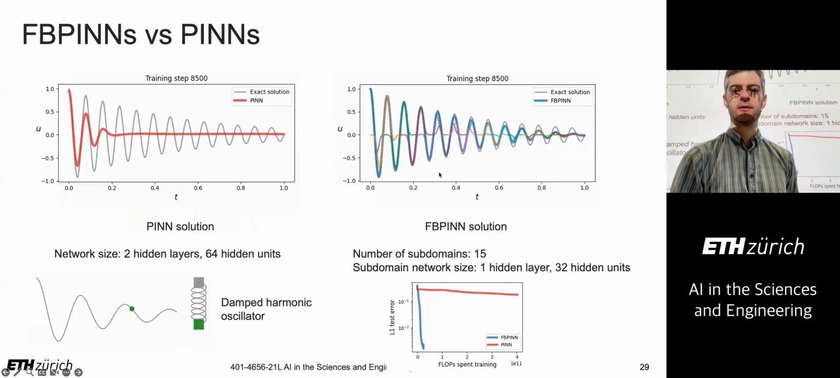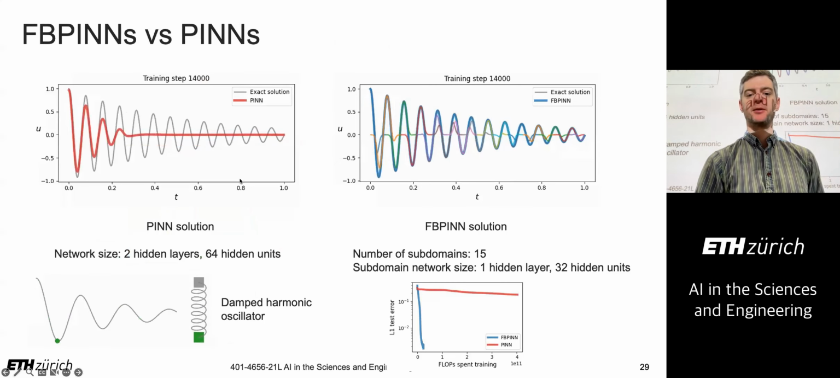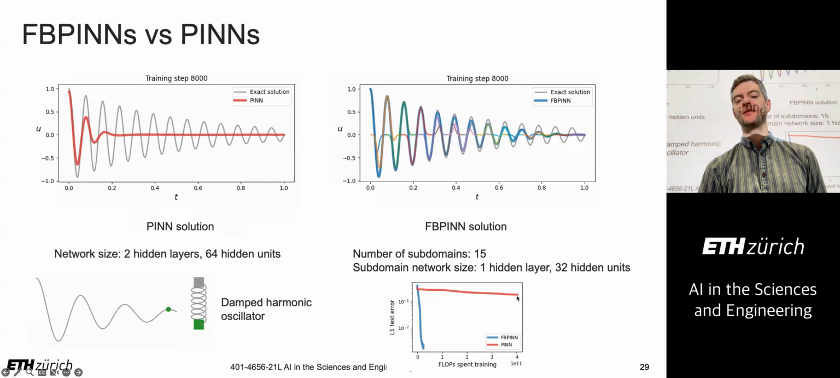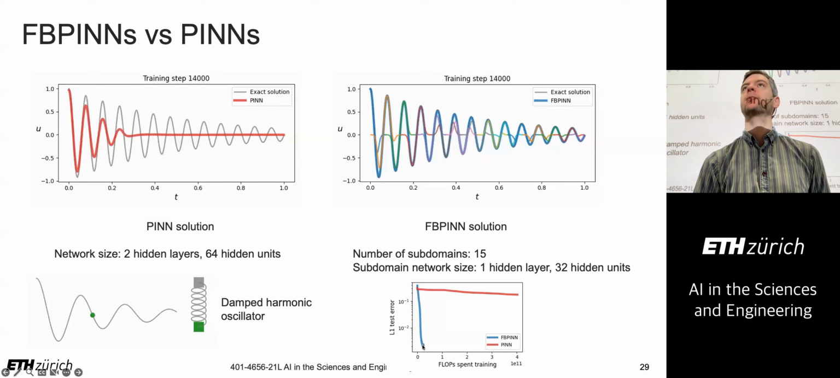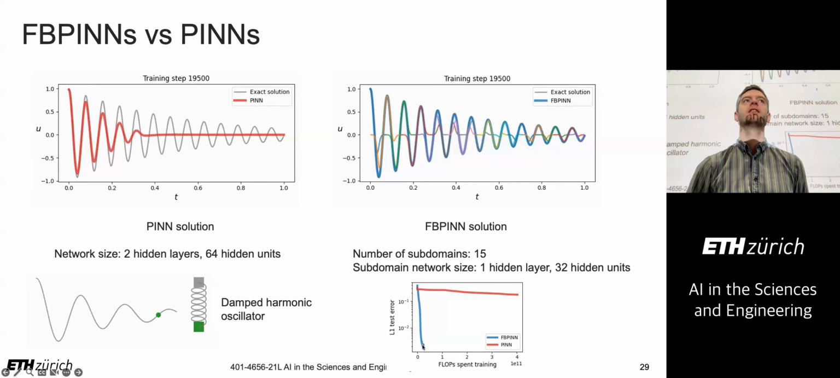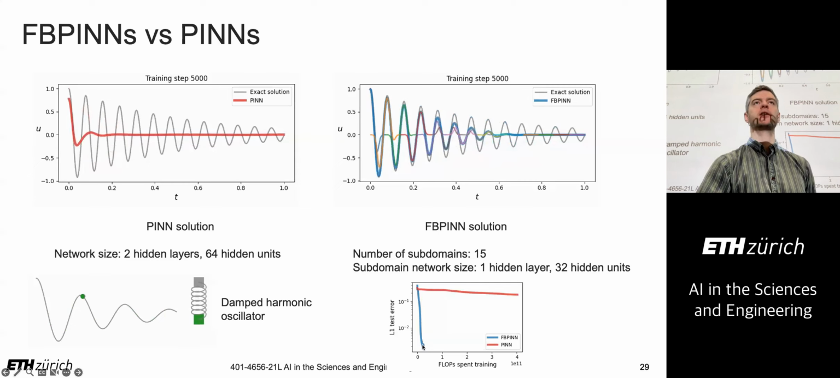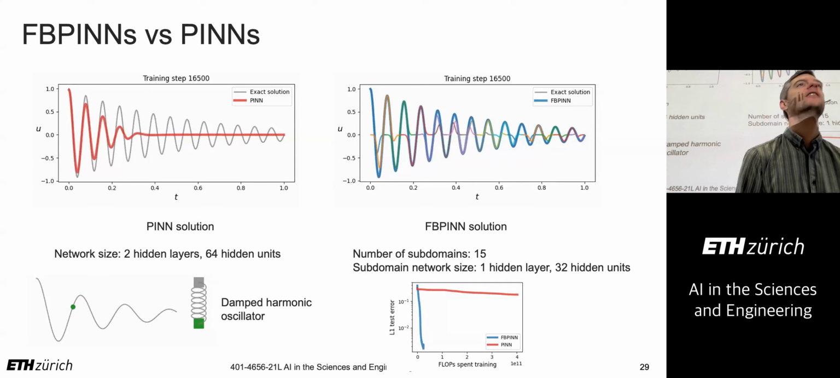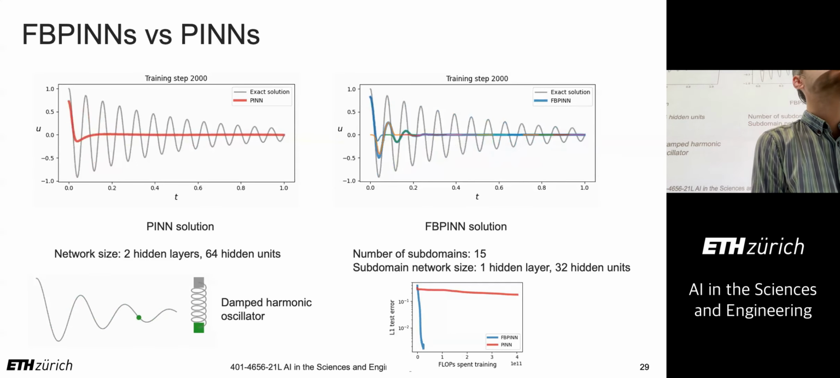The other cool thing, apart from the fact that it converges much better than the PINN, is that it takes much less flops to train. So this is the raw flops that it took to train the FE PINN. Can anyone tell me, based on this slide, why not only is the FE PINN more accurate, but it takes many less flops? Based on the numbers that I'm showing in this slide. Yeah. The subdomain is much smaller.